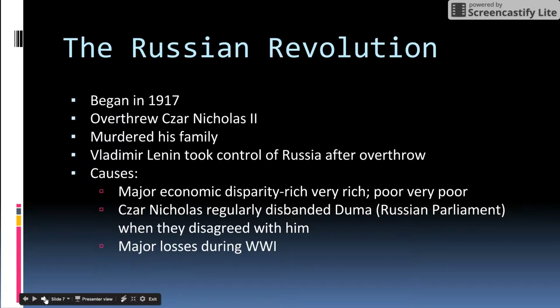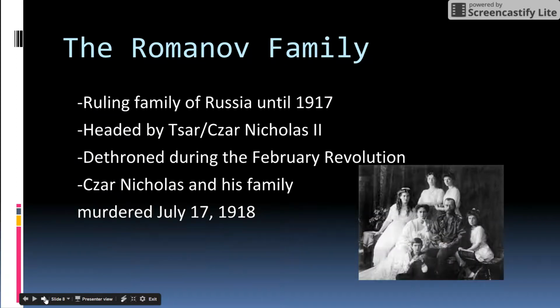It was pretty bad. Tsar Nicholas also regularly disbanded the Duma, which was the Russian version of parliament, whenever they disagreed with him. So the working class lost their voice and their say in government. And lastly, Russia had some major losses in World War One. All of this created discontent with the Russian ruling family and allowed the working class to come together and overthrow the monarchy.